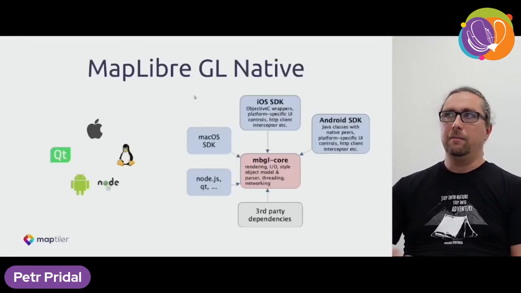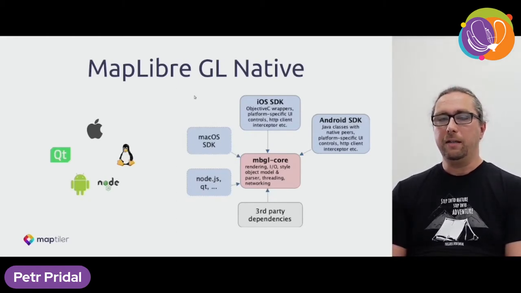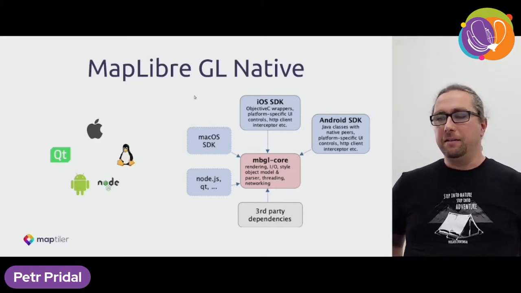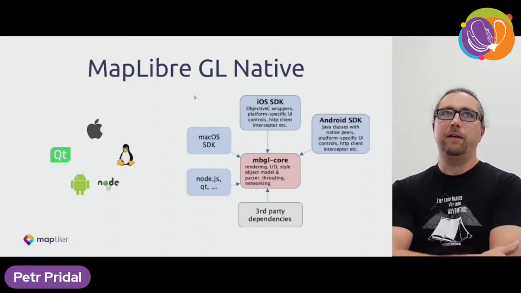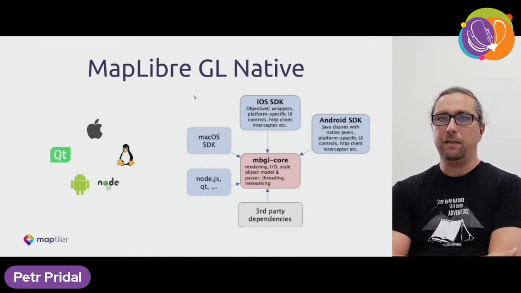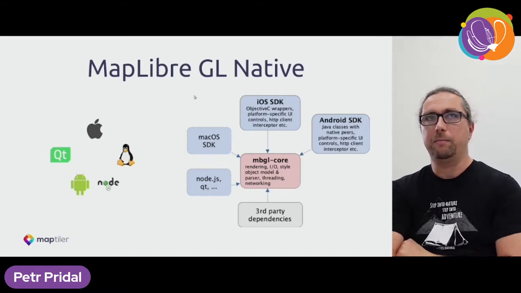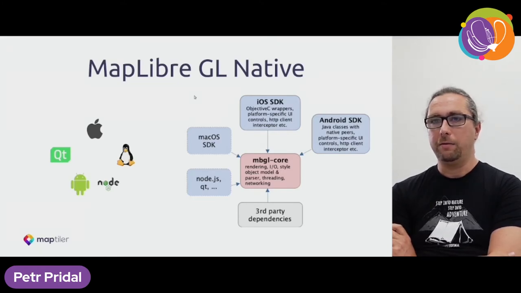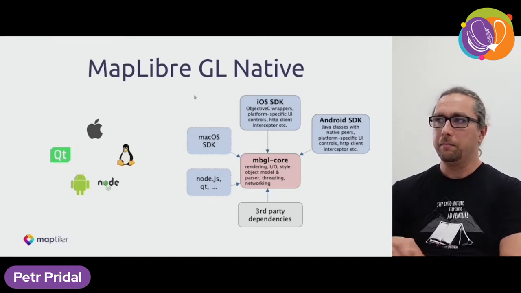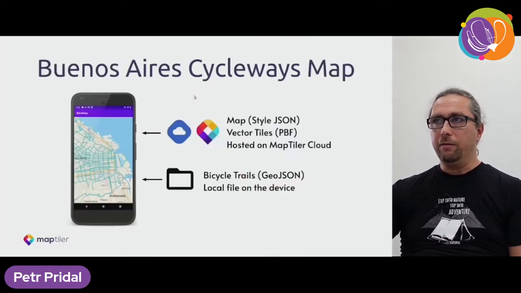Let's get into it. MapLibre GL Native is a library written in C++14. It's a huge code base. It's a bottom-up approach for multi-platform applications. The core library, which is written in C++, contains everything from the renderer abstraction on top of OpenGL, networking, logging. All these things are written in C++, and on top of it, there are wrappers for native platforms. For example, for iOS and Android, but also for Qt, for Node, and so on. So this is the library which we are going to talk about.